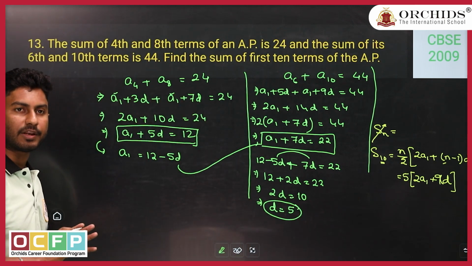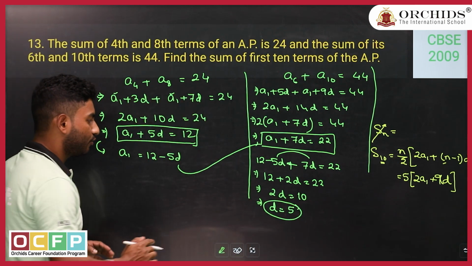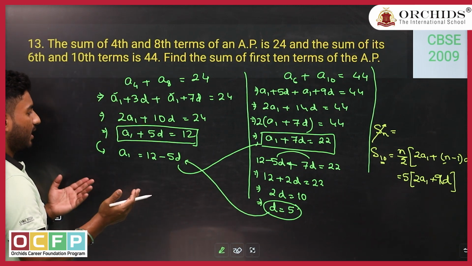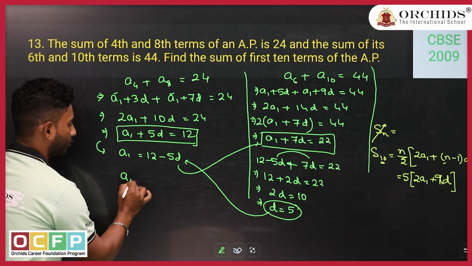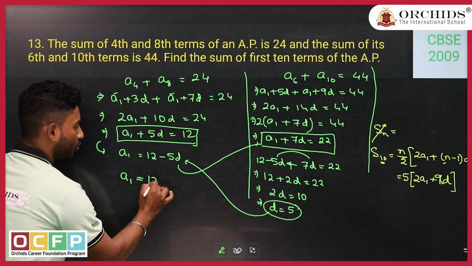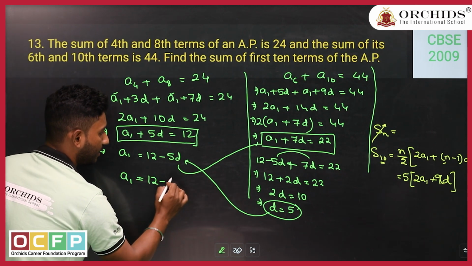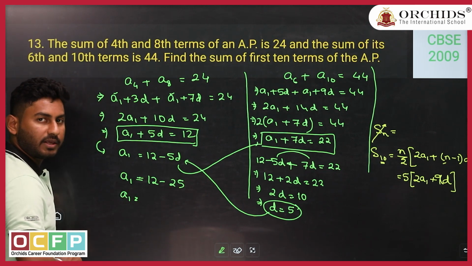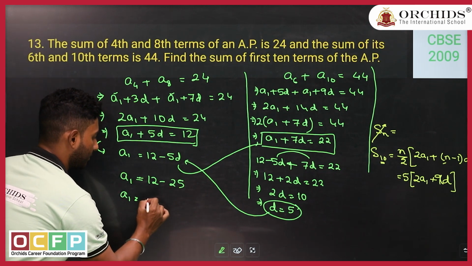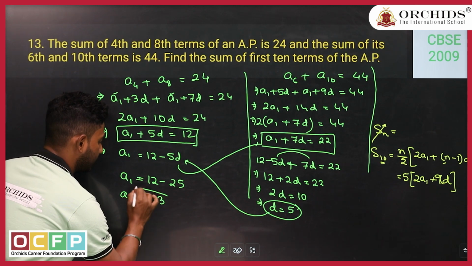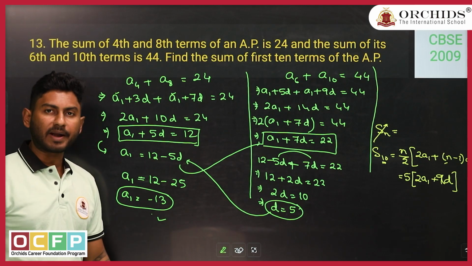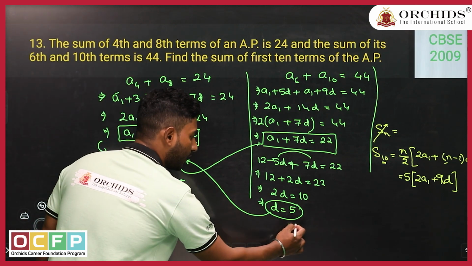I have got one of the variable. If I have got D is equal to 5, just put it in the equation. I will get the A value. A1 will be how much? 12 minus 5D. What is 5D? 5 into 5? 25. So A1 will be 12 minus 25. That's nothing but minus 13. So we have got A1 is equal to minus 13, D equal to 5.